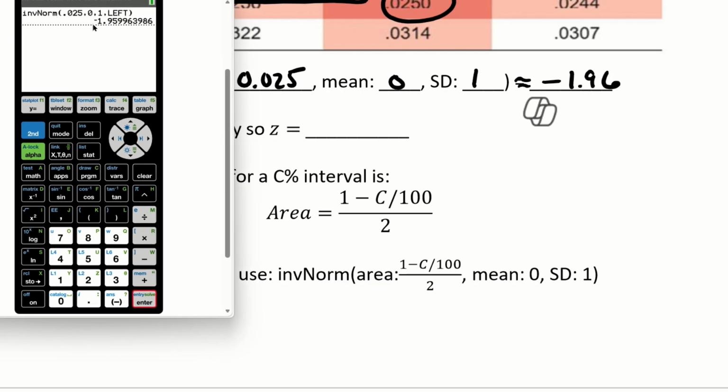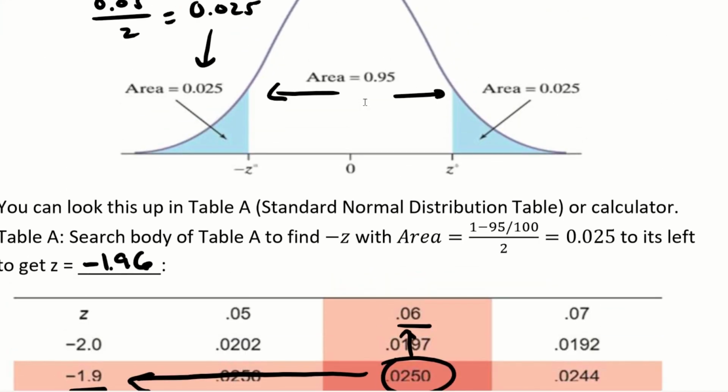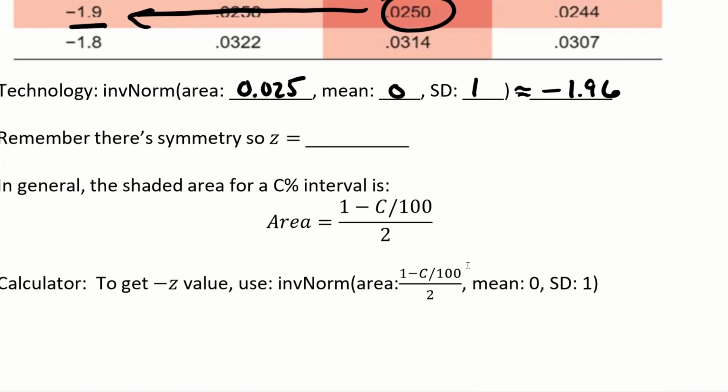All right, so we showed you how to do that, but remember that there's symmetry. So it's not just negative 1.96. Now this value, of course, will be negative 1.96, but the other value will be positive 1.96, right? Because it's symmetric. So really, we have two z-scores, two critical values, positive 1.96 and negative 1.96.